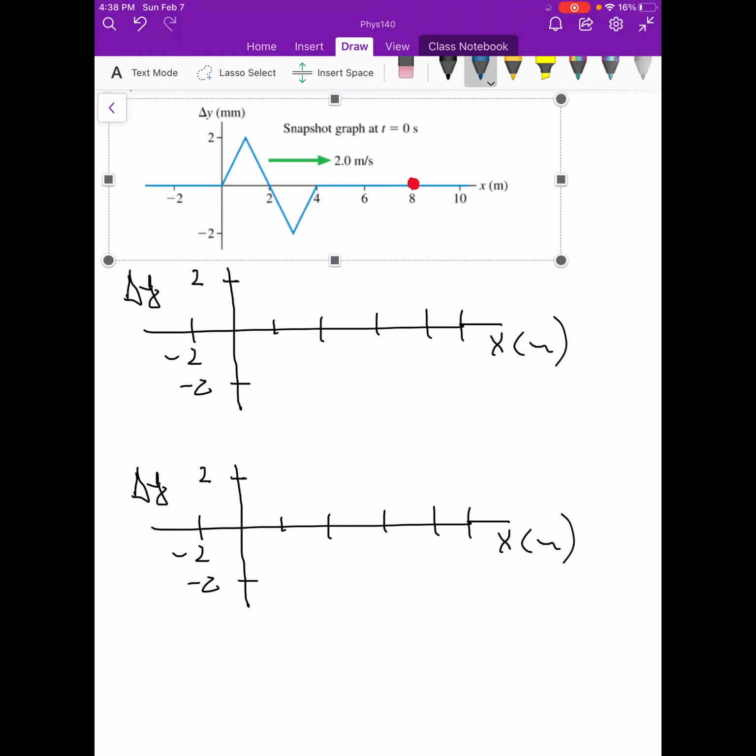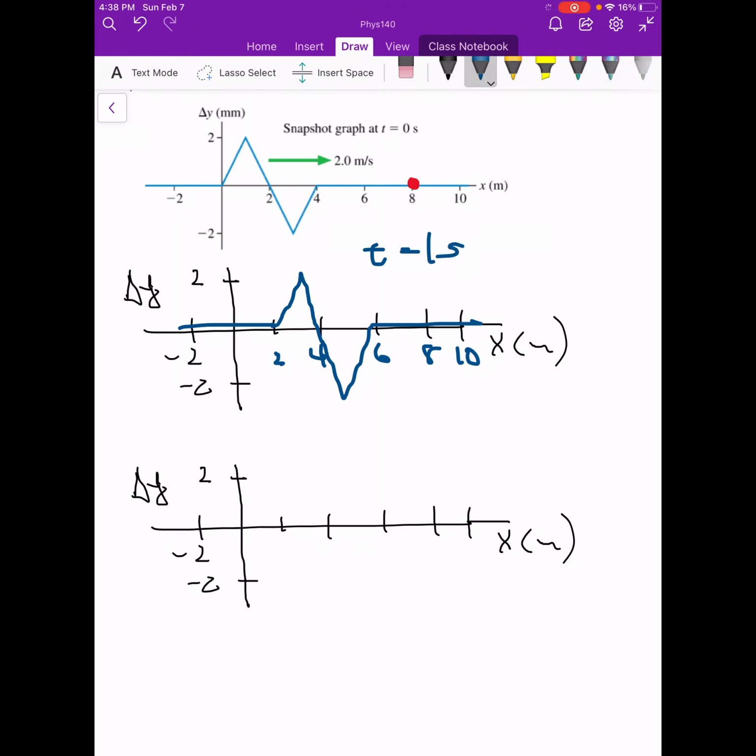So that just means that if we write 2, 4, 6, 8, 10, I'm going to have the same shape as I did over here, just moved over by 2. And so this is t equals 1 second.